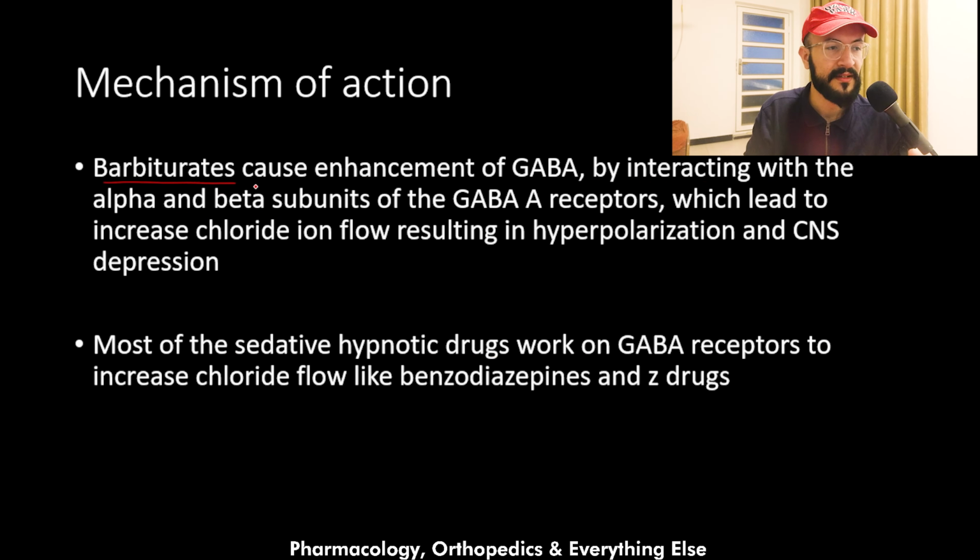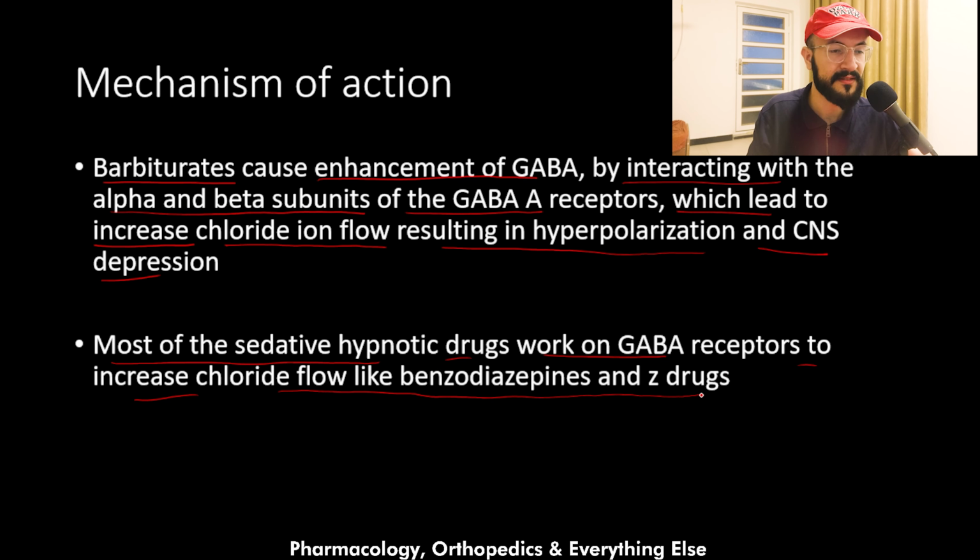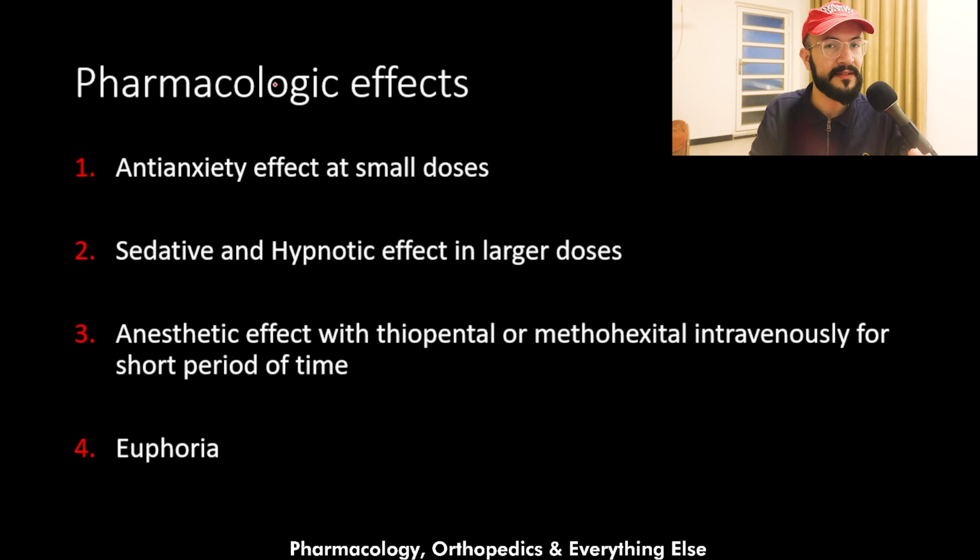And the barbiturates cause enhancement of GABA. They also bind to the GABA receptor and cause enhancement of the GABA, by interacting with the alpha and beta subunits of the GABA A receptor, which leads to increased chloride ion flow, resulting in hyperpolarization and central nervous system depression. And most of the sedative hypnotic drugs work on the GABA also to increase the chloride flow, like the benzodiazepines and the Z drugs.